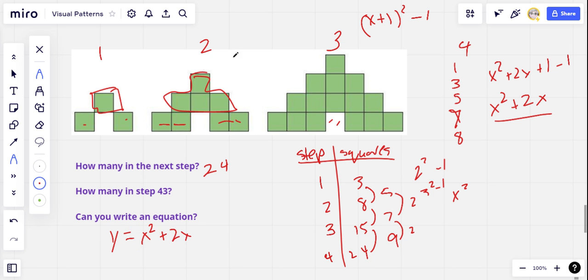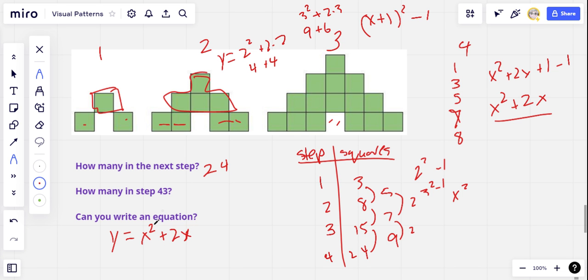Let's just verify with, let's say, step 2 to see that the numbers work out. So I would put in 2 and square it, plus 2 times 2. So that would be 4 plus 4, and that would be 8. That's what we got in step 2. How about step 3? That would be 3 squared plus 2 times 3, and that would be 9 plus 6. That's 15. Yeah, that's how many we got in step 3. So it does look like that's working.